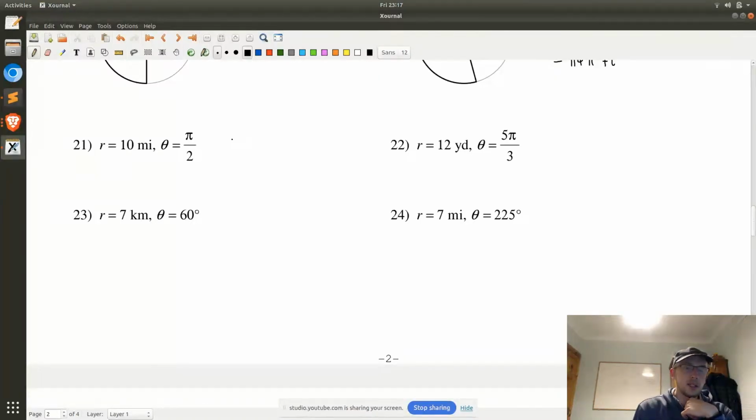Pi over 2, that's 90 degrees, and the radius is 10 miles, so pi r squared, so that's 100 pi, so 25 pi square miles.